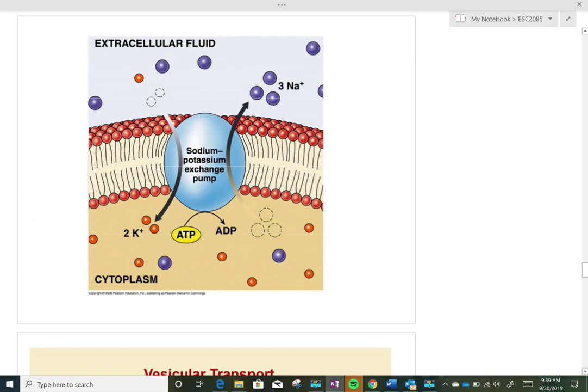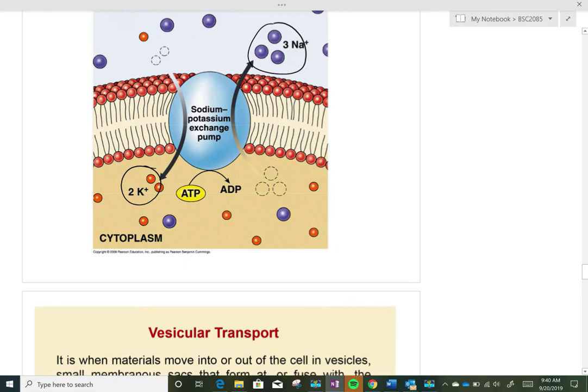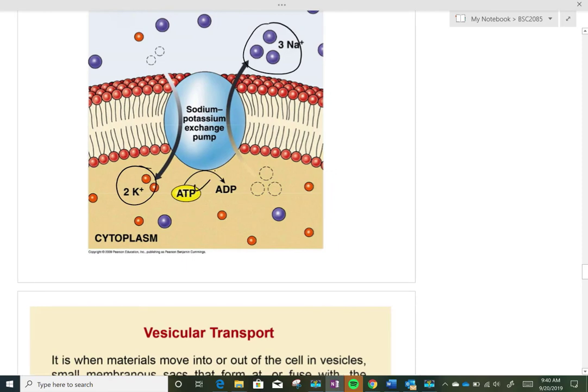So the sodium potassium pump, again, as you can see here, normally the way that happens is 3 sodiums out and 2 potassiums in. Again, make sure you know that. And of course, it is active transport, so it uses ATP.